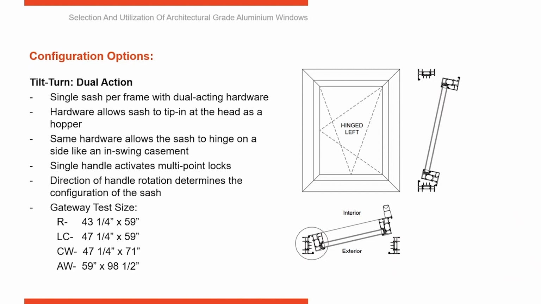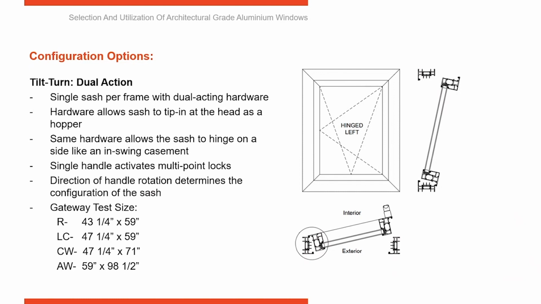Close the window, rotate the handle 180 degrees so it goes completely the opposite direction. Then when you pull it, the window now opens up as an in-swing casement. So it's a single vent, a single sash, and a single frame that can operate in one of two different configurations as either a hopper or an in-swing casement. Pretty unique window. Here are the gateway sizes listed down here.